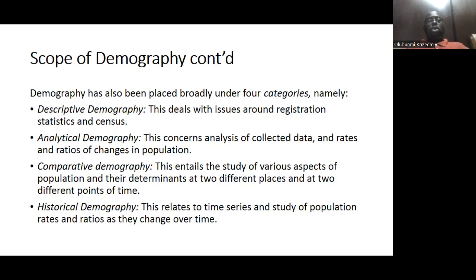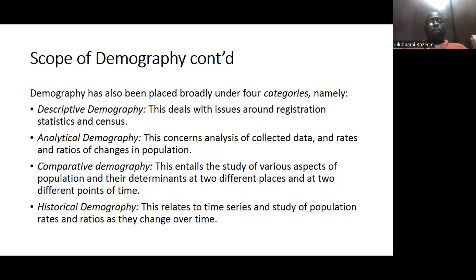Then we'll talk about comparative demography. This one entails the study of various aspects of population and their determinants at two different places and two different points in time. For instance, you can compare the population of Nigeria with that of the United States, probably a developing country with a developed country. You can also compare two developing countries, for instance, Nigeria and Ghana, or you can compare two developed economies, like let's say the United States and the United Kingdom. You compare the population and different aspects of the population.